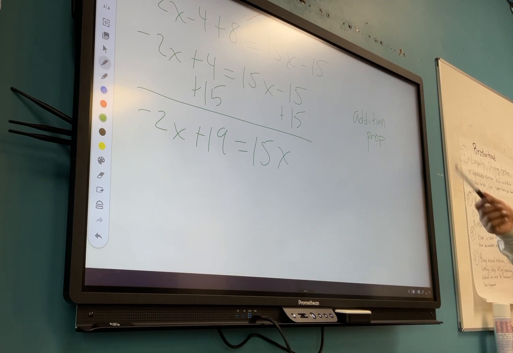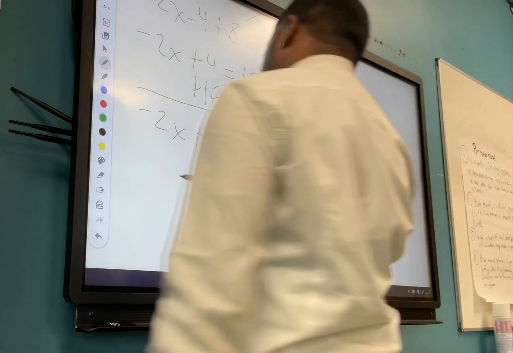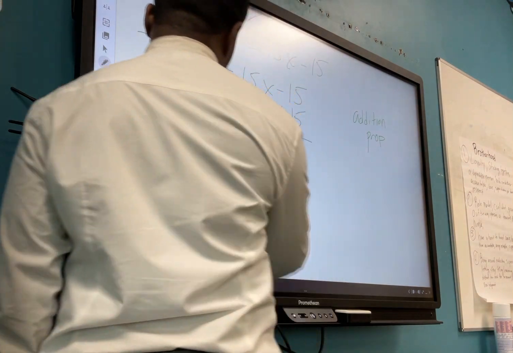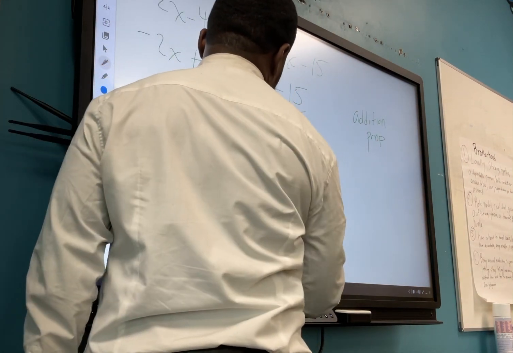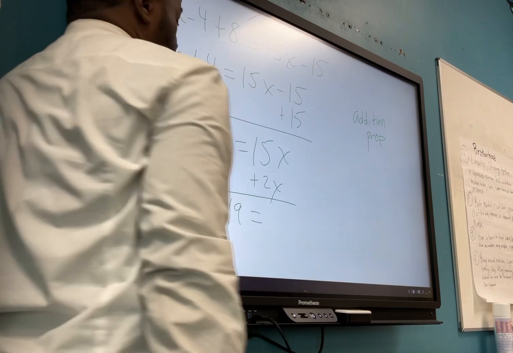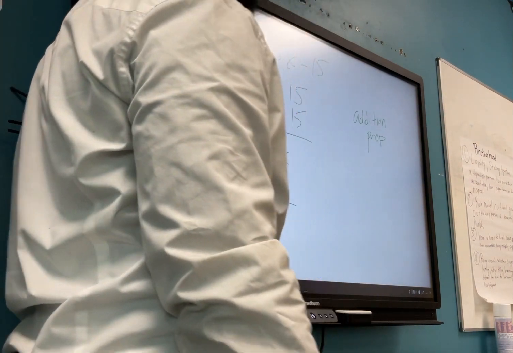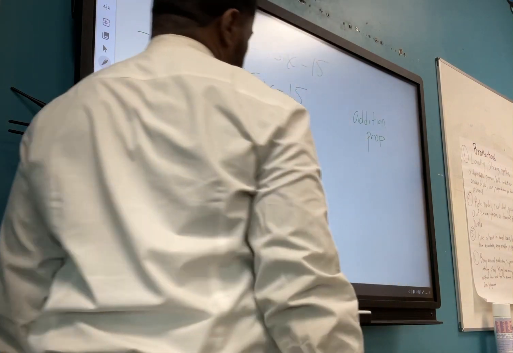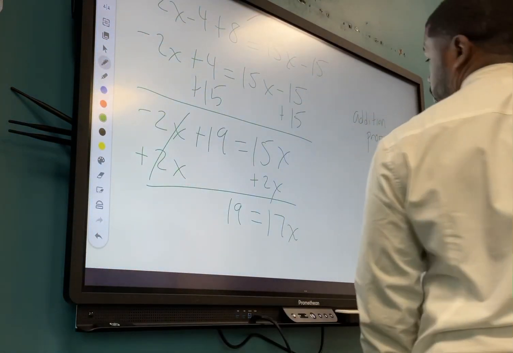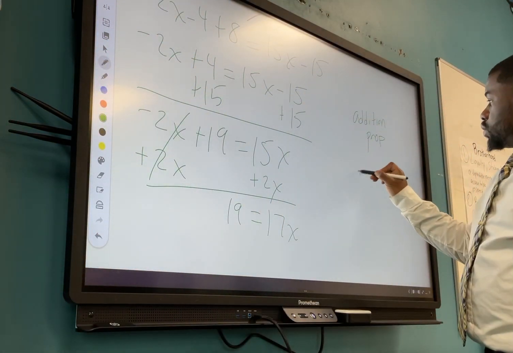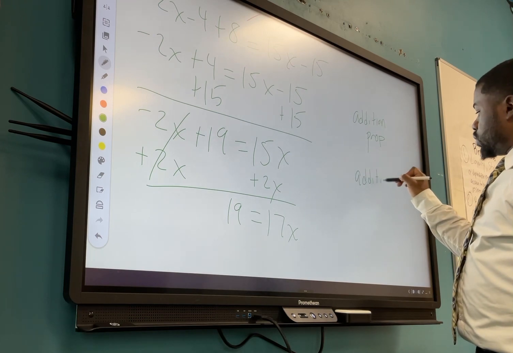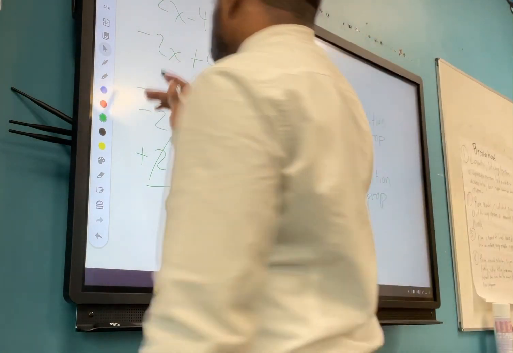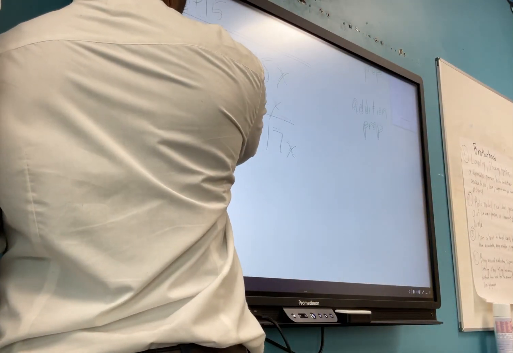Plus 2x on both sides. This cancels out. You bring down your 19. 15x plus 2x is 17x. Okay. So now for this last step, what do we need to apply to find a solution?